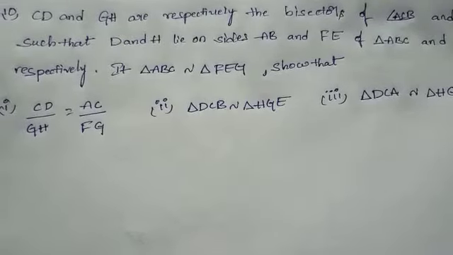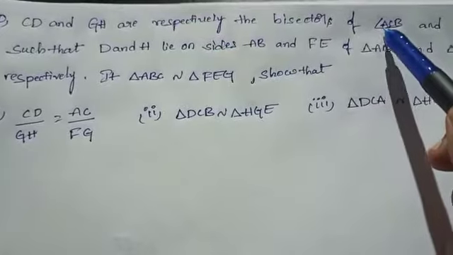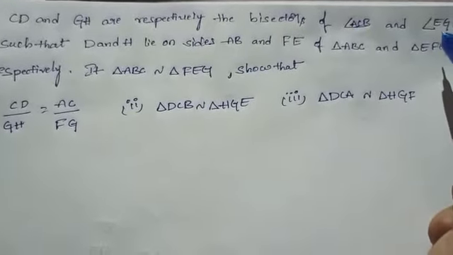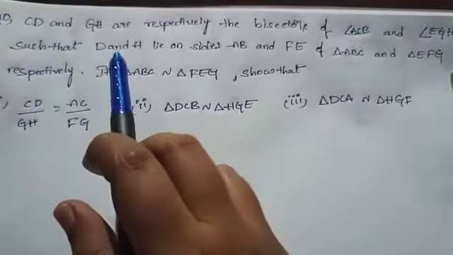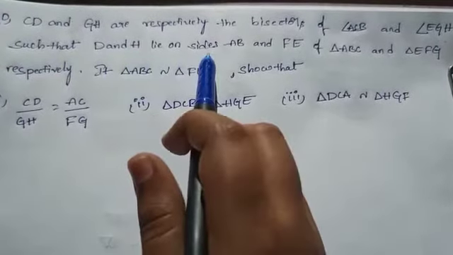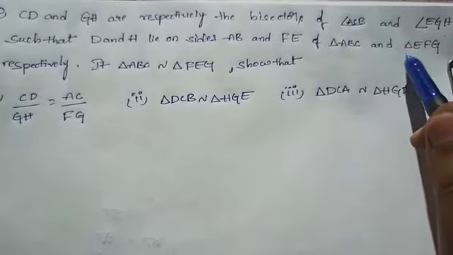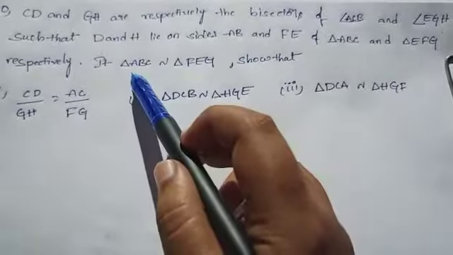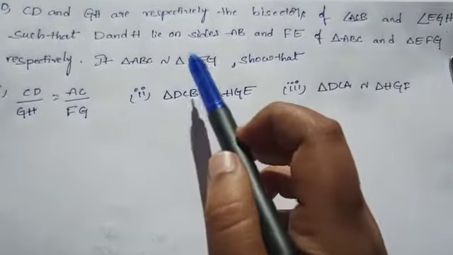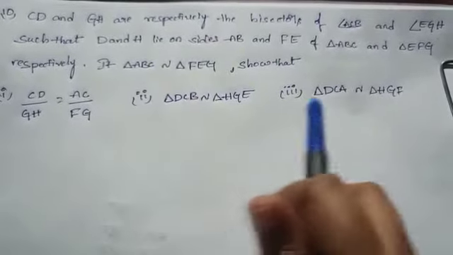Next example. CD and GH are respectively the bisectors of angle ACB and angle EGF, such that D and H lie on the sides AB and FE of triangle ABC and triangle EFG respectively. If triangle ABC is similar to triangle FEG, show that, here given 3 parts.